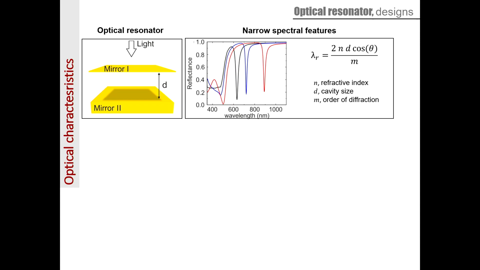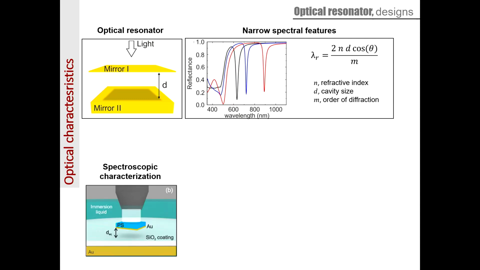The reflectance of this kind of system has these features here, where we have this narrow minima whose wavelength is given by this expression here, where we have the refractive index in between the two mirrors, the cavity size, and then the order of diffraction, basically. So this is what we are going to do.